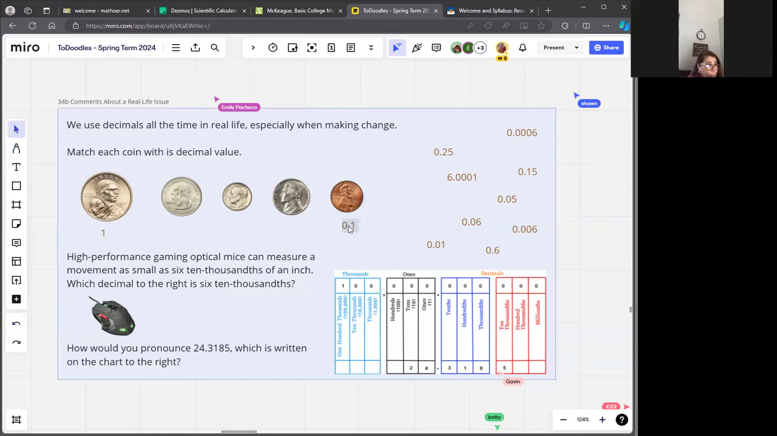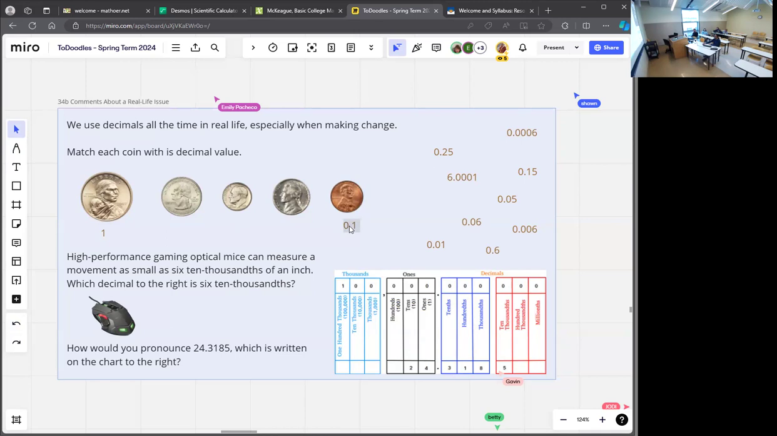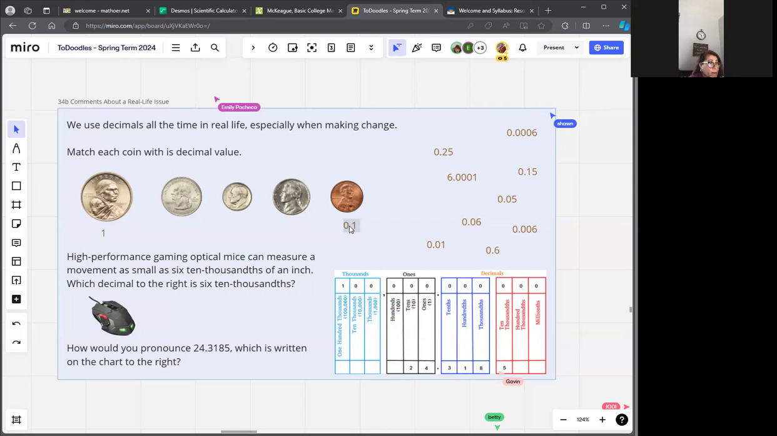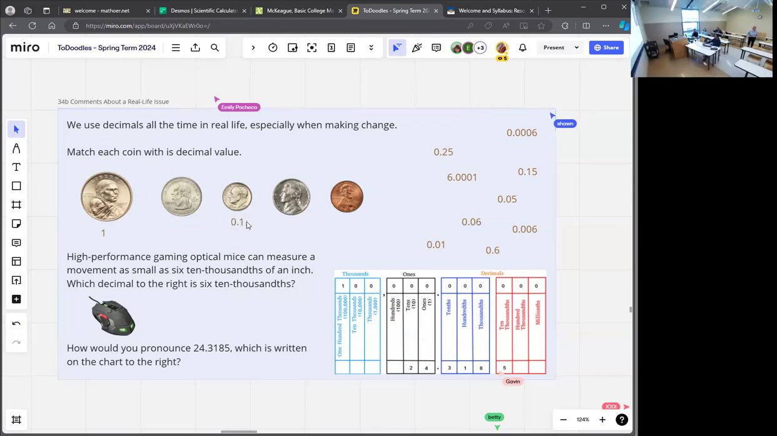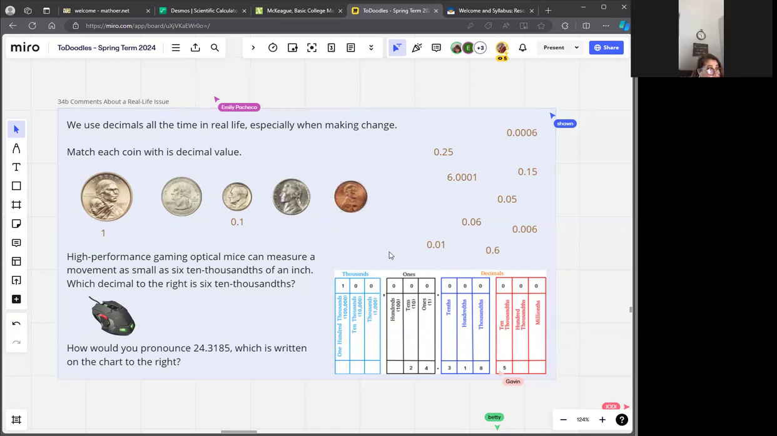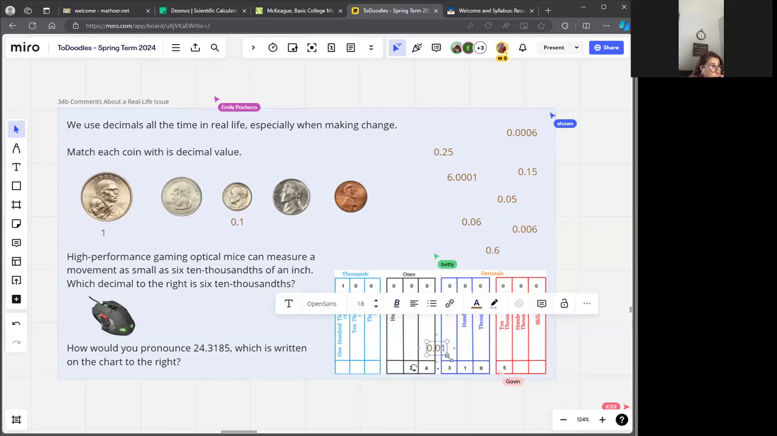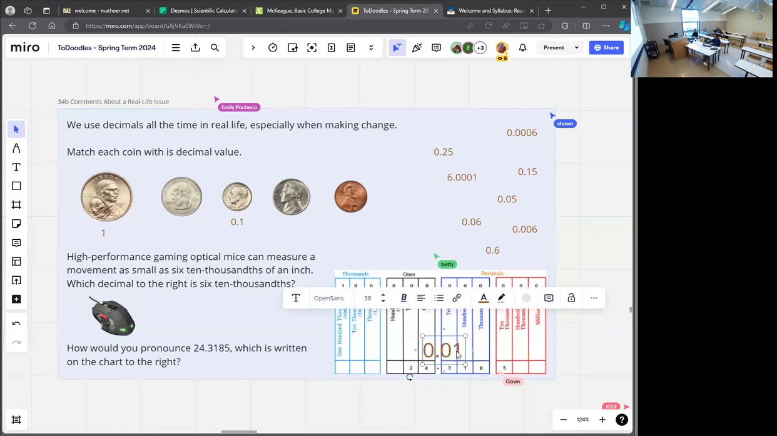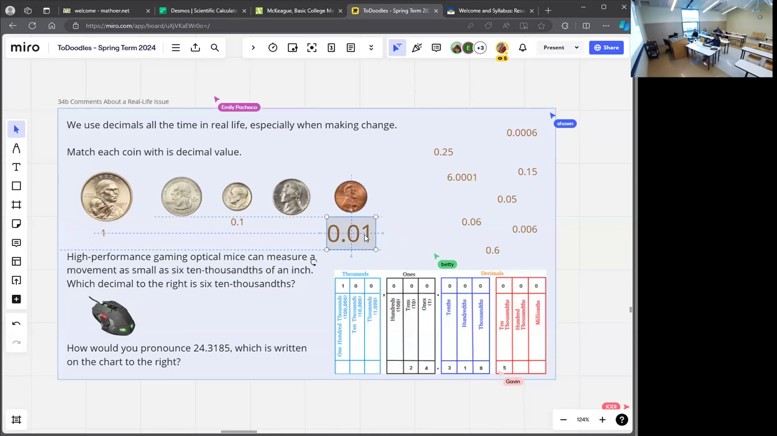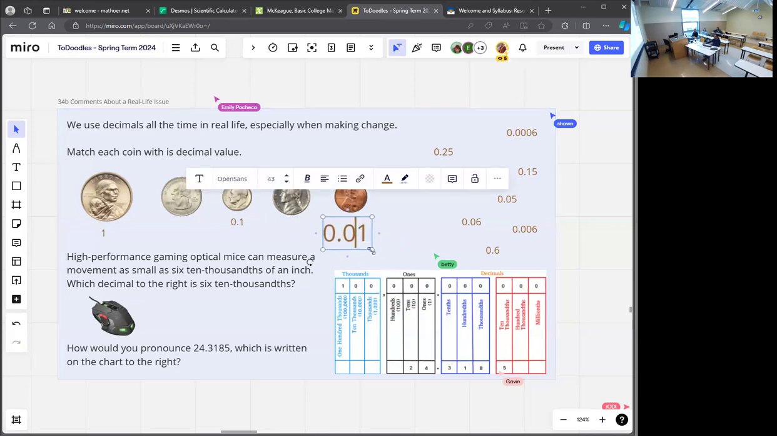Where would 0.1 go? What's a tenth of a dollar? Yeah, a dime. Which would the penny be? That will be this one. Yes, it's 0.01. Let me make it bigger. So we have nothing in the tenths, no dimes, and 100 pennies make a dollar, so that's that one.